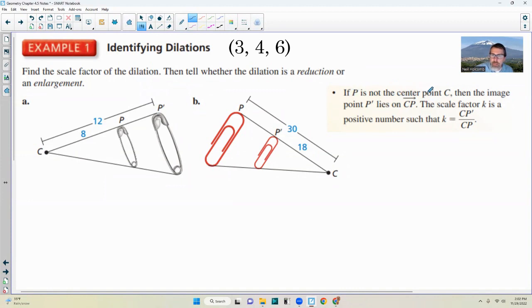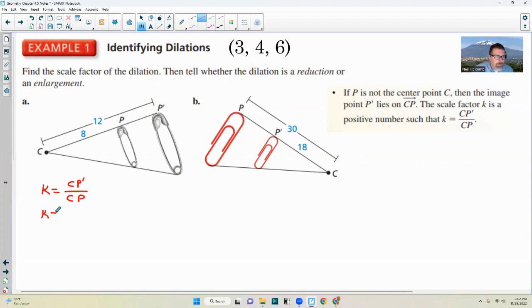If P is not the center point, so this is our P right here, it's not the center C. Same with here, P is here, it's not the center C. Then the image point P prime lies on the ray CP. So P prime is on this ray CP. The scale factor K is a positive number such that K equals CP prime over CP. So I'm going to write the formula. K equals CP prime over CP.